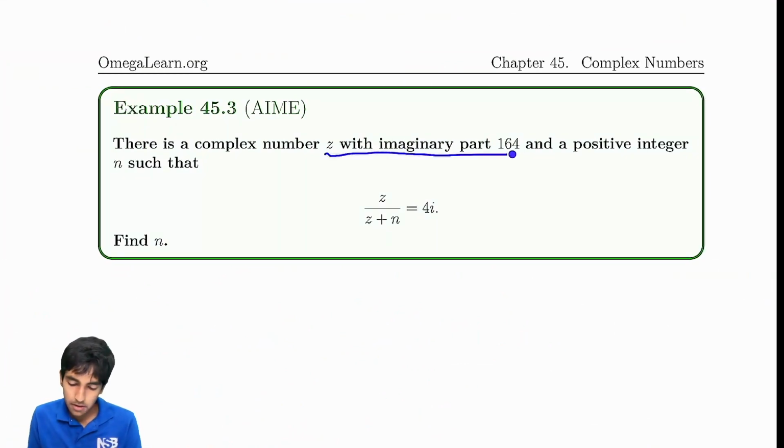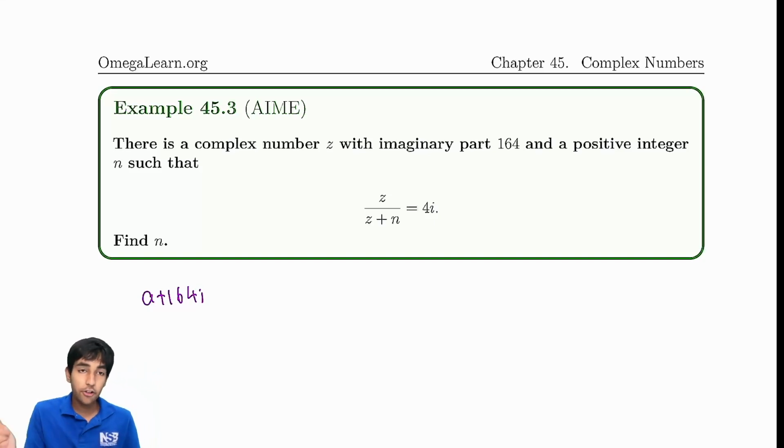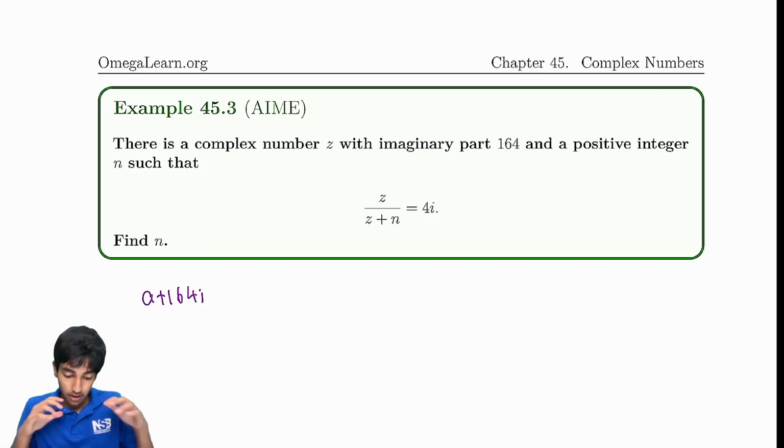There's a complex number z with imaginary part 164 and positive integer n. So complex number 164. We know it's going to be of the form a plus 164i. Oftentimes it's a good idea to write it in terms of the real and imaginary parts, a plus bi. And another strategy, generally with complex numbers, there's two things you can do. Either write it as a plus bi or write it in polar form. And in this video, most of them will deal with a plus bi.